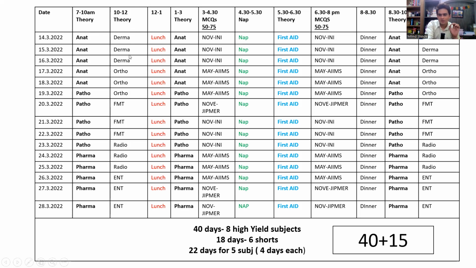When you couple two subjects, you don't get bored. The monotony is not there, and you also get that sense of accomplishment, as I say. Now you take your lunch 12 to 1, then you finish your theory.